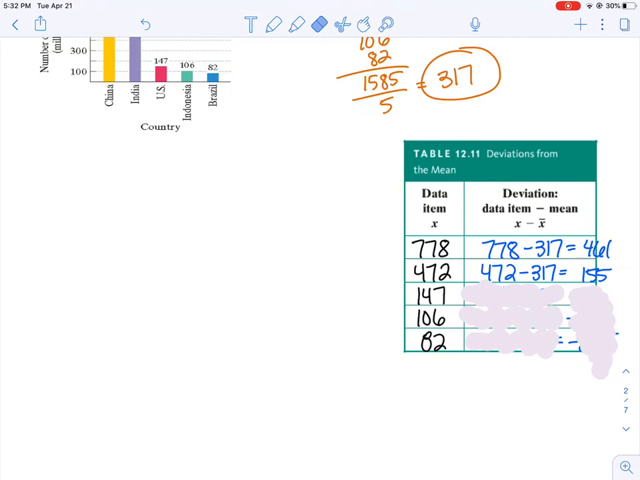I'd like you to do the same thing for the other 3 countries and figure out how far they differ from the mean. Pause the video and then come back and see if you got the same answers as me.